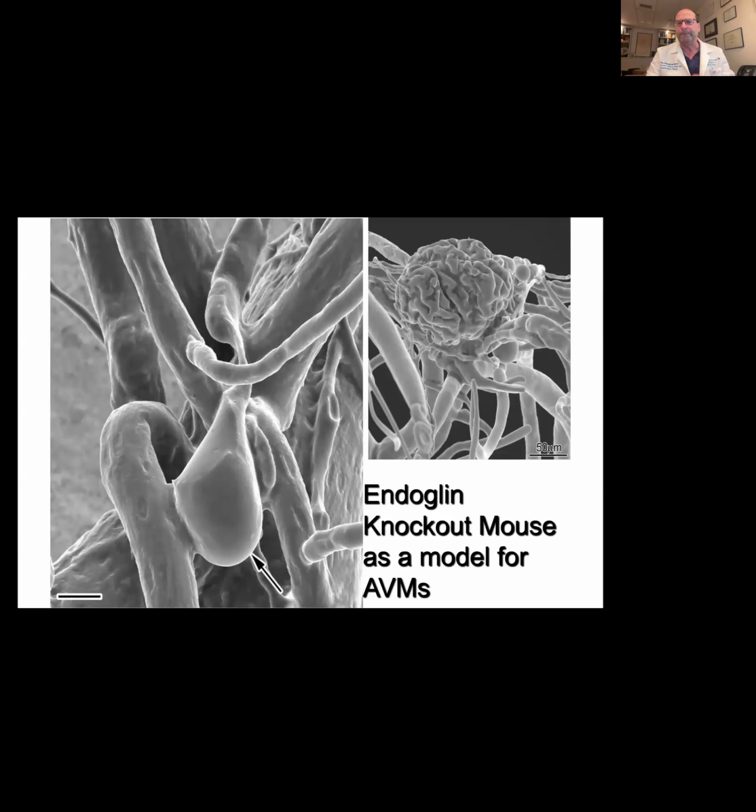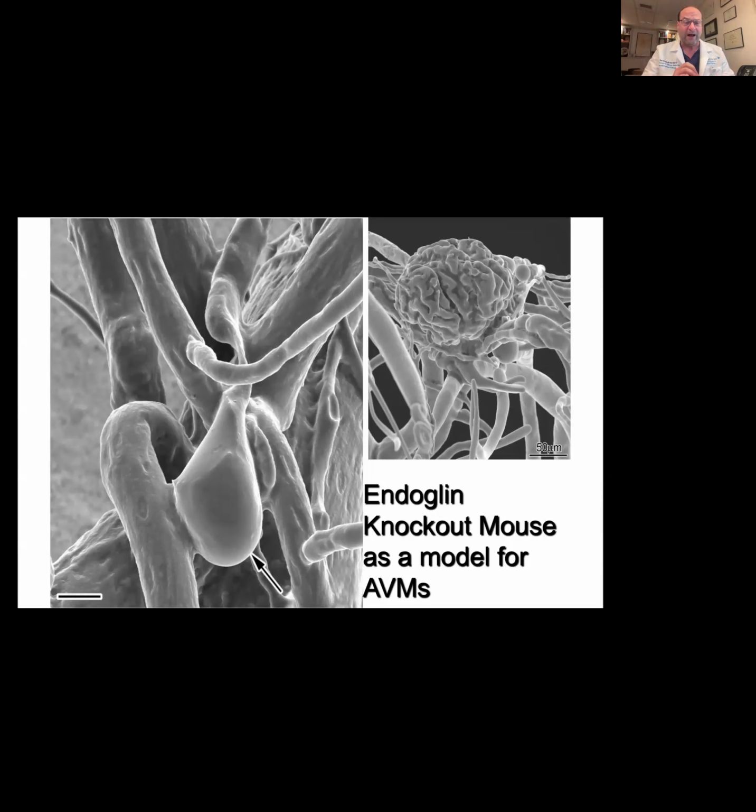In fact, back in Toronto, we had a knockout mouse model for HHT, where you can see that on a microstructural level, we have two different types of vascular shunts. You see here arteries. This is a vein. And you can see that we have a direct communication between an artery and a vein. So this is what we call a fistula. A fistula means a direct communication.